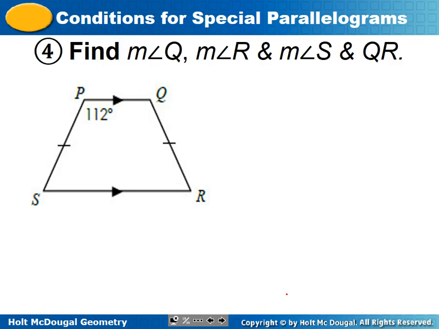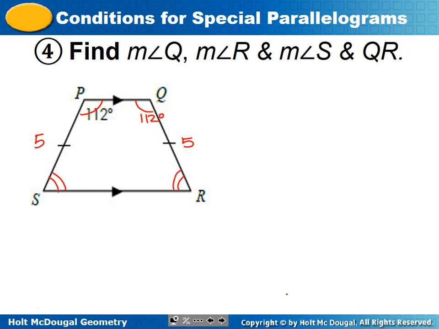So now it says find the measure of angle Q, R, and the measure of S and QR. Okay, so let's just talk about QR first. I think on your paper that you had that PS is 5, which means QR is also 5, right? Then we have that the base angles here are congruent because this is an isosceles trapezoid. So we know that P is congruent to Q, so that's going to be 112. And we know that S is congruent to R.